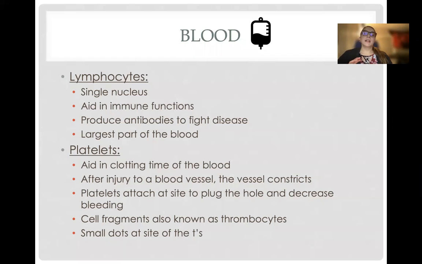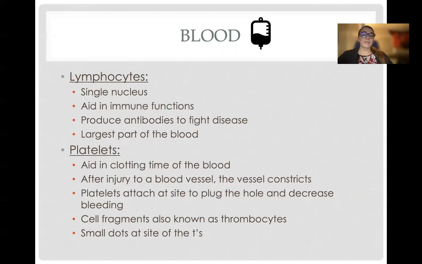After there is any injury to a blood vessel, the vessel is actually going to start to constrict. So it'll get smaller, it's going to constrict. And the platelets are going to help attach to that wound site to help plug the wound or the hole that might be there and decrease the bleeding. So they're going to attach together, bind together, trying to stop the bleeding.